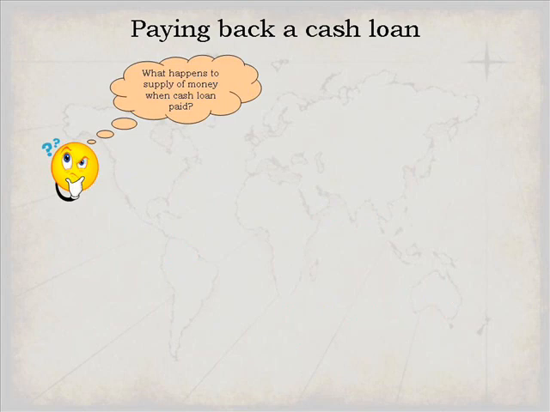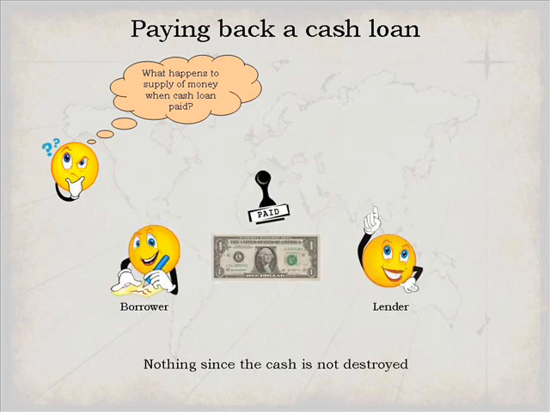What if instead of having a credit loan, we actually had a cash loan? What happens to the supply of money when a cash loan is paid? Well, the answer is nothing. When a borrower borrows a $1 bill and pays back a $1 bill, there is no cash destruction that takes place.